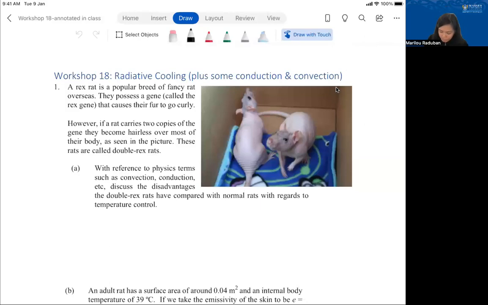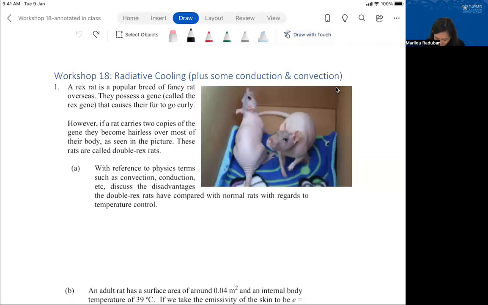All right. So it's 11:30. So let's look at the answers and solutions to the questions in the worksheet. So the first question is more conceptual, trying to explain heat loss by conduction, convection, and radiation.